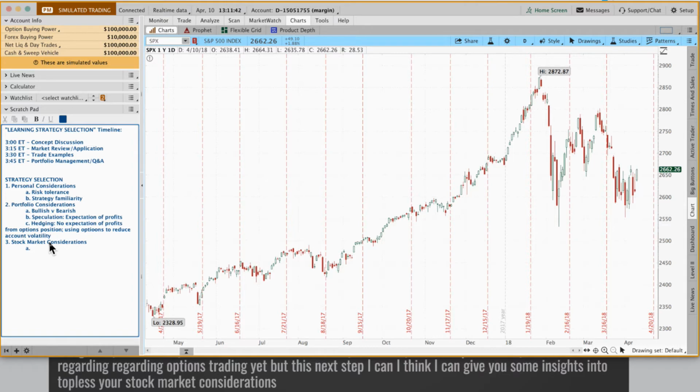Okay, what might the stock market considerations be? Well, do you have a bullish or bearish outlook?